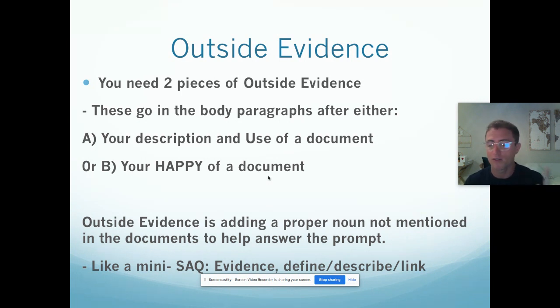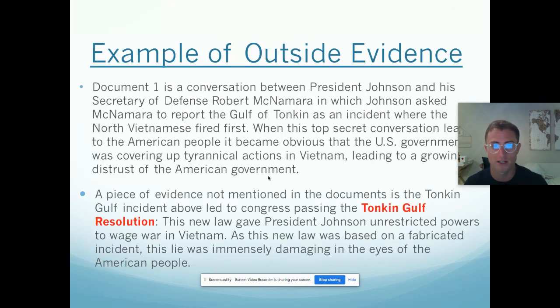If we are talking about the very same document that we've been talking about with this Gulf of Tonkin incident, then a great piece of outside evidence would be the Tonkin Gulf Resolution. That's so simple, and it's a proper noun not used in the document that you guys are all aware of and can be an easy way to link to growing mistrust of the American people. So this is how it would look. This is me describing and using the document one more time. Document 1 is a conversation between President Johnson and his Secretary of Defense, Robert McNamara, in which Johnson asked McNamara to report the Gulf of Tonkin as an incident where the North Vietnamese fired first.